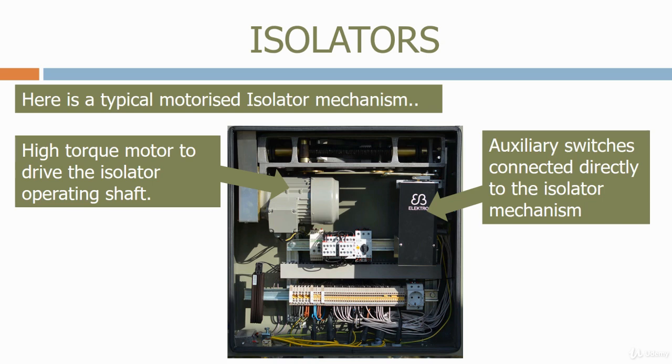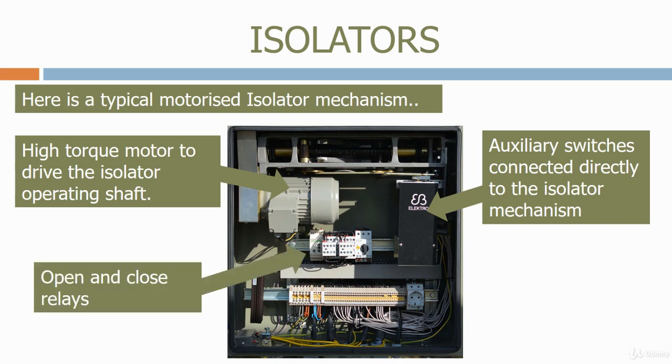Next, we have the auxiliary switches connected directly to the isolator mechanism. These provide a clear indication of when the isolator is open and closed. These are used in secondary protection and control circuits, and it's really important that they give an accurate representation of the isolator position.